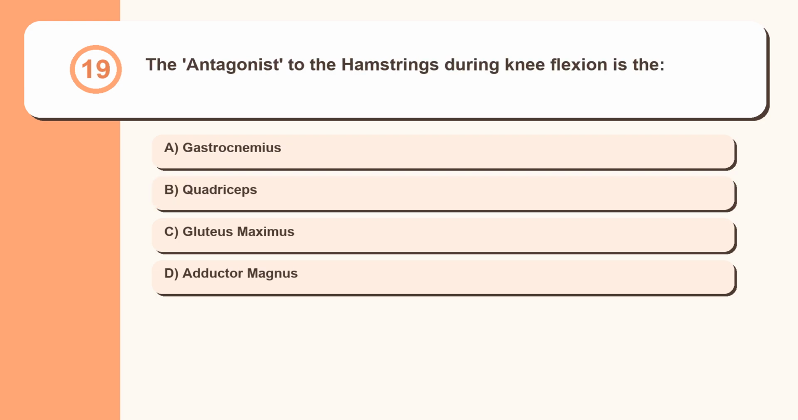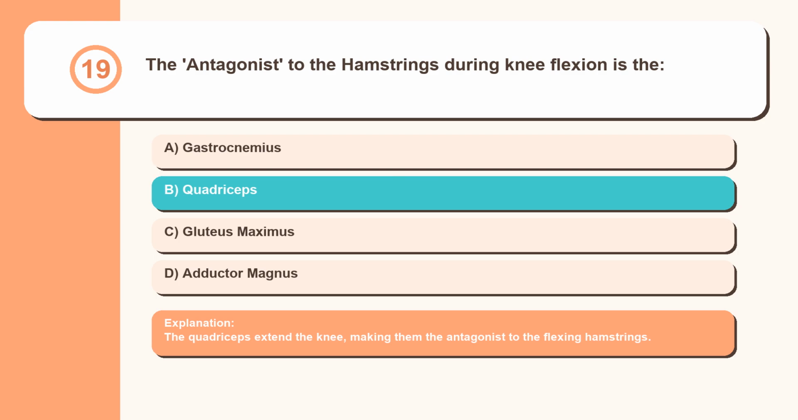Question 19. The antagonist to the hamstrings during knee flexion is the gastrocnemius, quadriceps, gluteus maximus, adductor magnus. The quadriceps extend the knee, making them the antagonist to the flexing hamstrings.